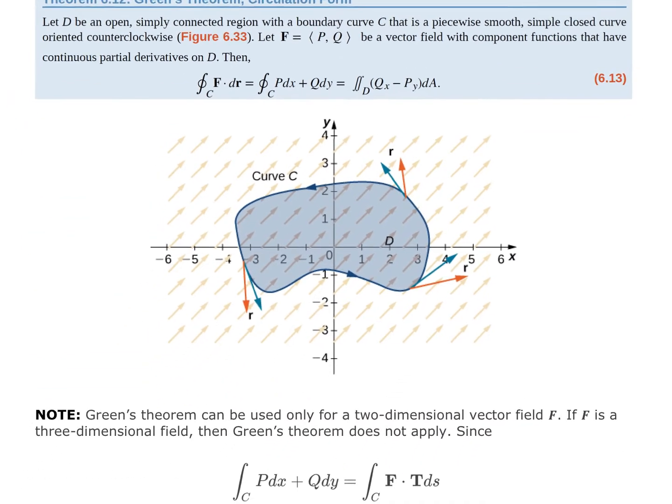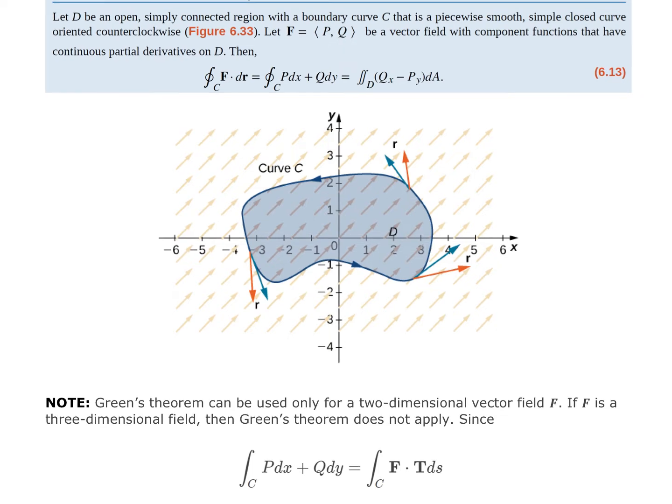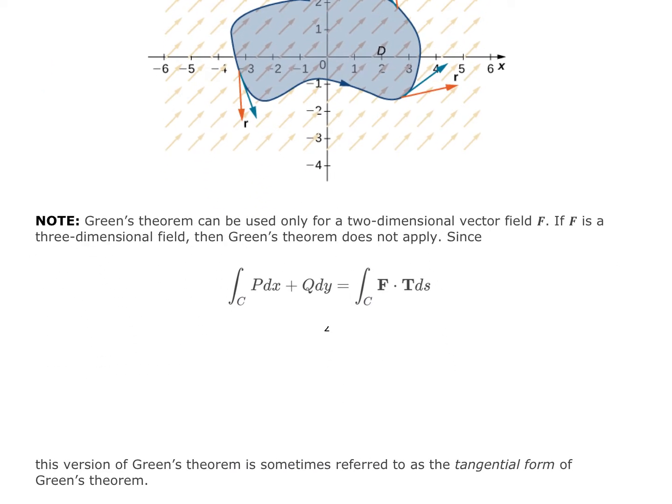So here is an example of my curve C. My region is this shaded region D, and I'm going over this vector field you can see in the background. Green's theorem can be used for only two-dimensional vector fields F. If F is a three-dimensional vector field, then Green's theorem does not apply. That's okay. Don't panic. We'll have something nice.